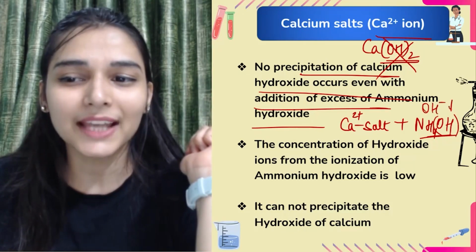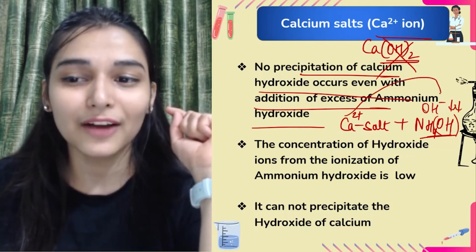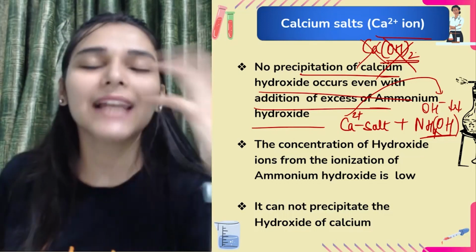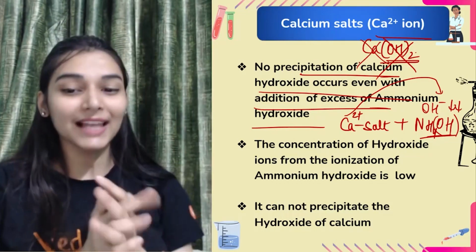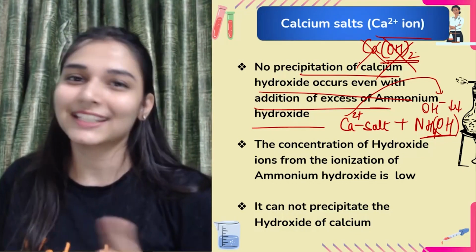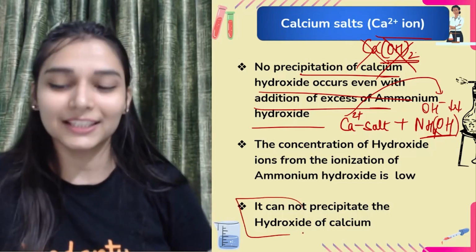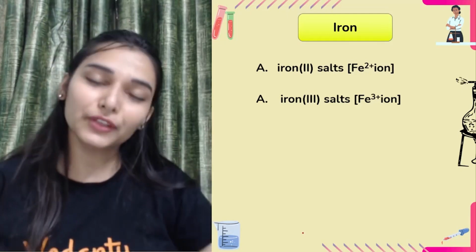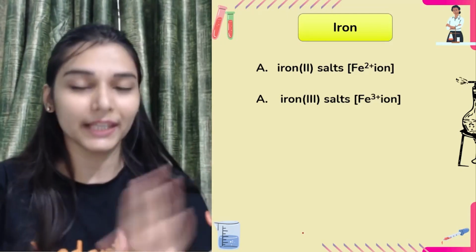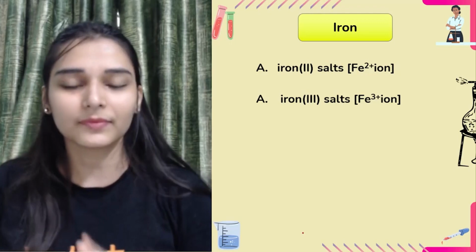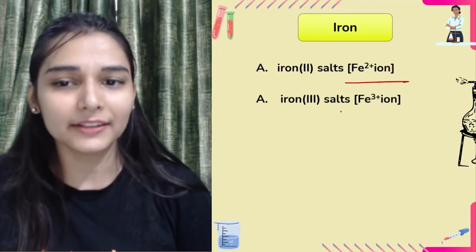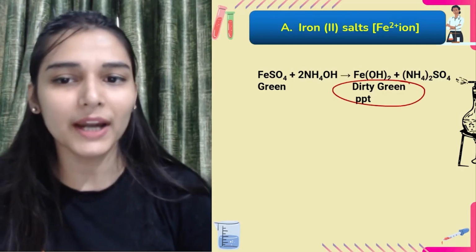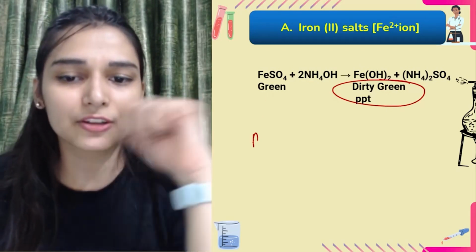So these hydroxide ions are not sufficient to precipitate out this metal hydroxide. This metal hydroxide won't be precipitated out because of the weak nature of ammonium hydroxide. So that one is cancelled, but if you take sodium hydroxide, there you will get the precipitate. Okay, next is iron, where we have to discuss both cases. With Fe2+, you are getting the same thing here, just the same reaction.